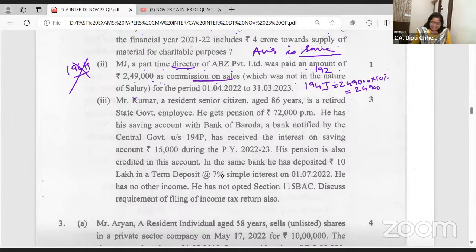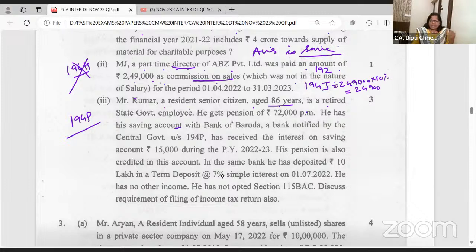It's actually very easy. Kumar, a senior citizen aged 86 years, is retired. You remember? 194P. P for pension. If the person is retired above 75 years, he's just getting pension income, and in the same bank he's getting saving and FD interest, then he will not file his return. Whatever is his annual tax will be deducted and paid by the bank under 194P.